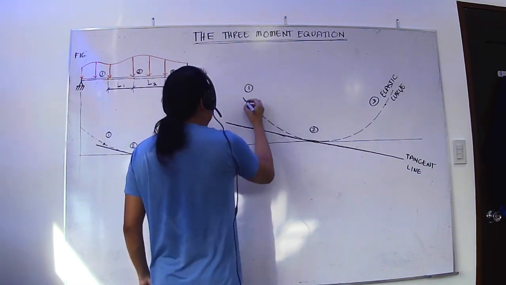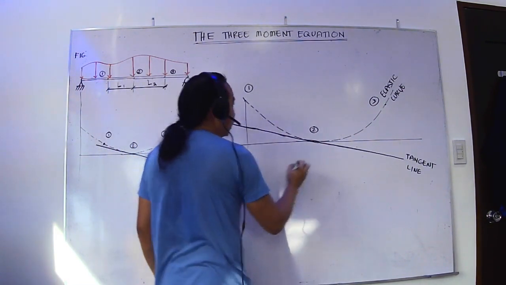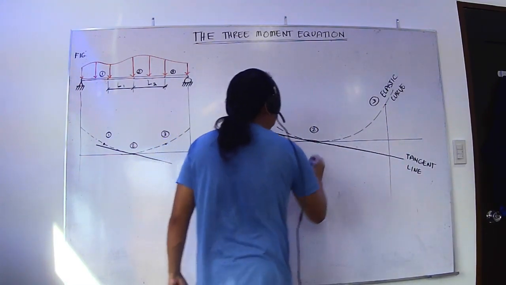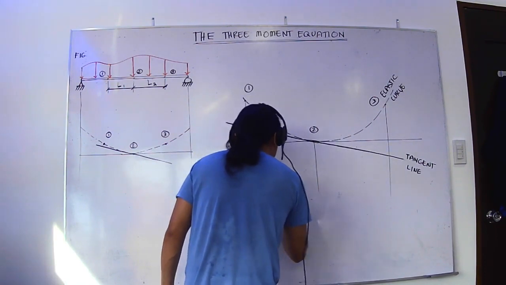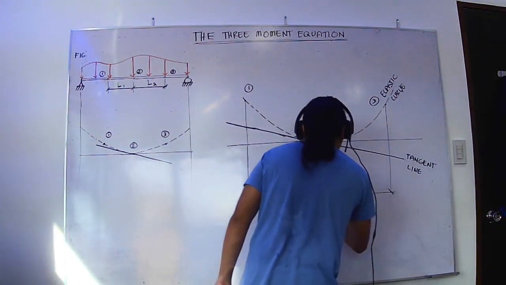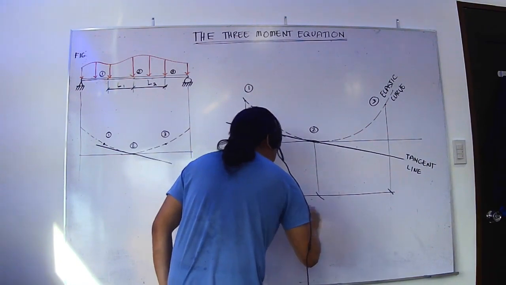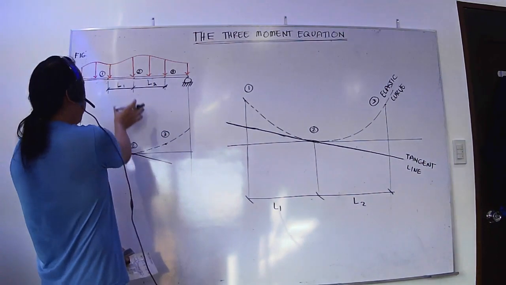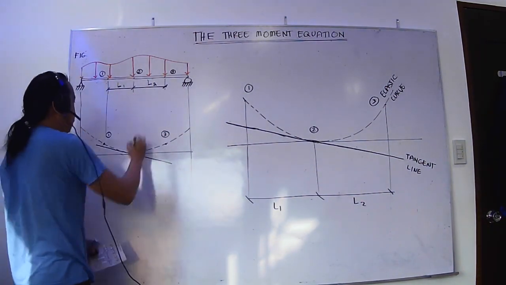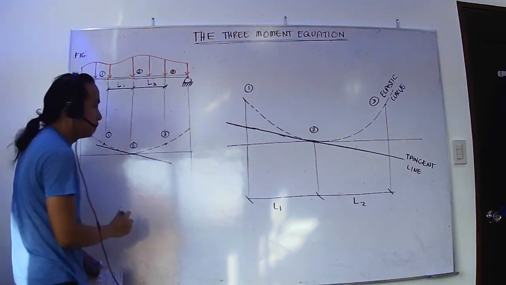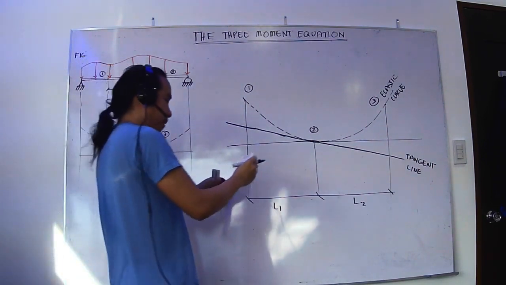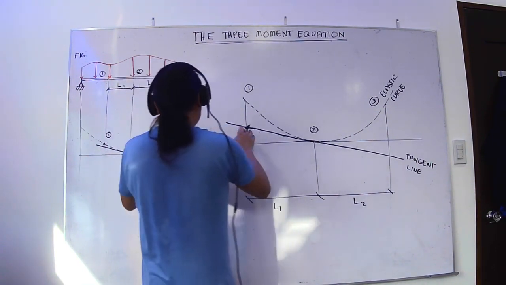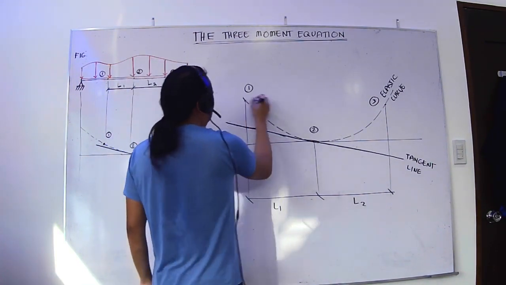Now, if I strike through the tangent line here, say the distances I'll still mark here so we don't lose track. This is our L1 and this is our L2. Okay? L1, L2. Next, let's try to label this. This is our tangent line. This is our elastic curve, right?